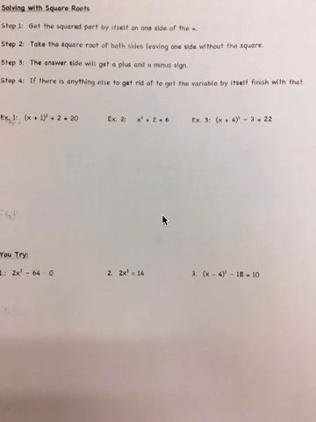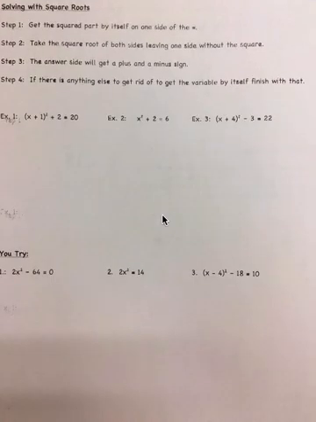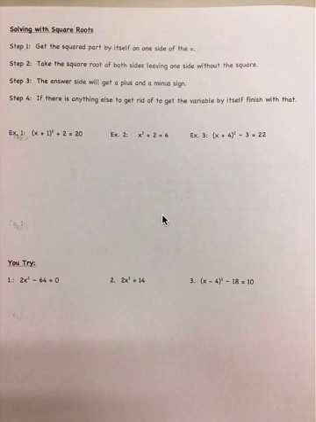So we have solving with square roots now. We want to get the squared part by itself on one side of the equal sign. Take the square root of both sides, leaving one side without the square. The answer will give you a plus and a minus, because if you think about it, 6 times 6 is 36, and negative 6 times negative 6 is also 36. So we need to take into account both.